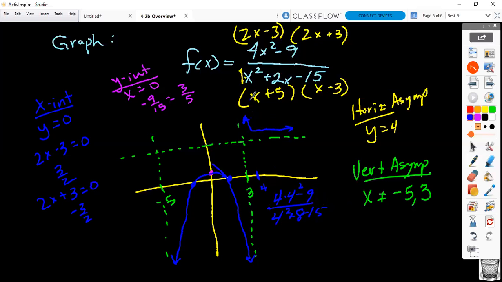And then I would do the same thing for if I had a point over here that was to the left of -5. So, you know, like -6. If I put in a -6 into here, I end up with 4 times 6 squared minus 9 up there is like 135.